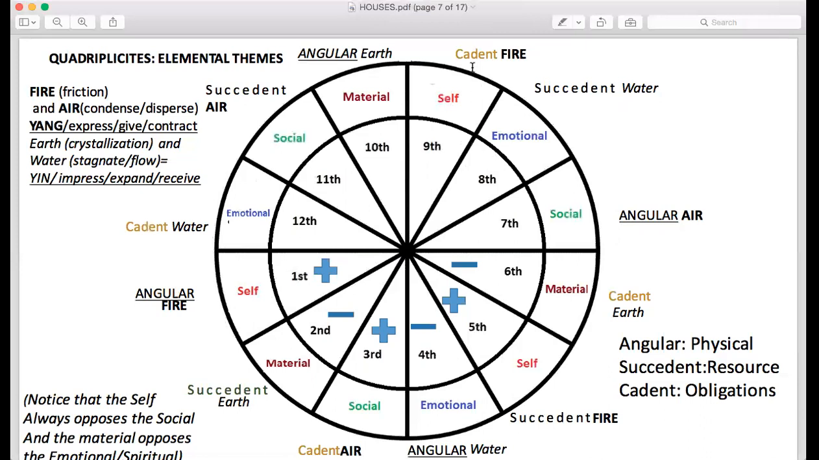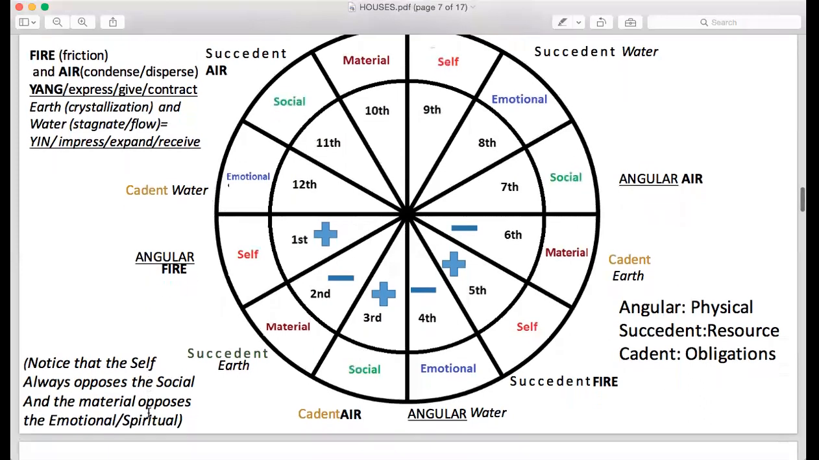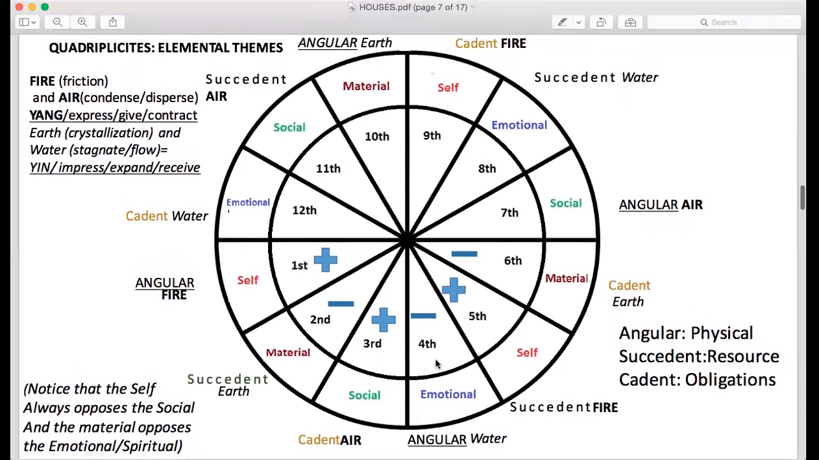And we'll notice that the self always opposes the social, and the material always opposes the emotional, spiritual. So these houses have these natural rhythms and these thematic flows based on these oppositional things. And it's important to consider the houses as oppositions. But we have this self of first in my partner. Generally it's seen as being the other. Me, the other. My stuff, your stuff.